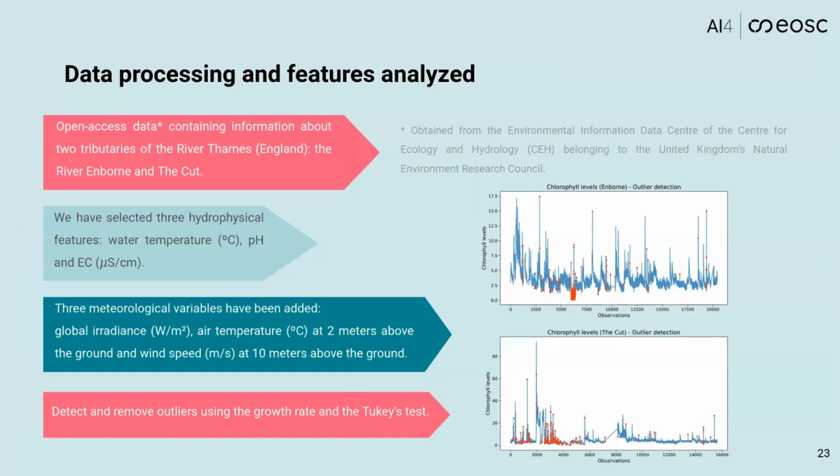First, it's important to highlight that all the data that we have used in this study are openly available. First, we have data containing information about the two rivers, River Emborne and River Dicat, which are obtained from the Environmental Information Data Center of the Center of Ecology and Hydrology, belonging to the United Kingdom's Natural Environment Research Council. And we have selected just three hydrophysical features, which are the water temperature, the pH, and the electrical conductivity.